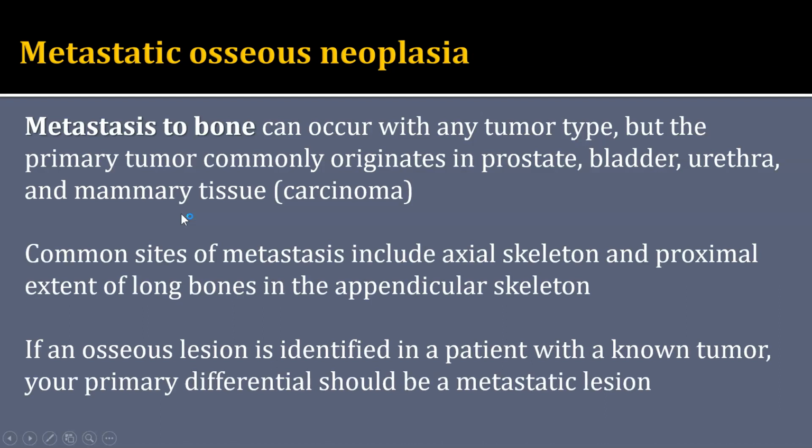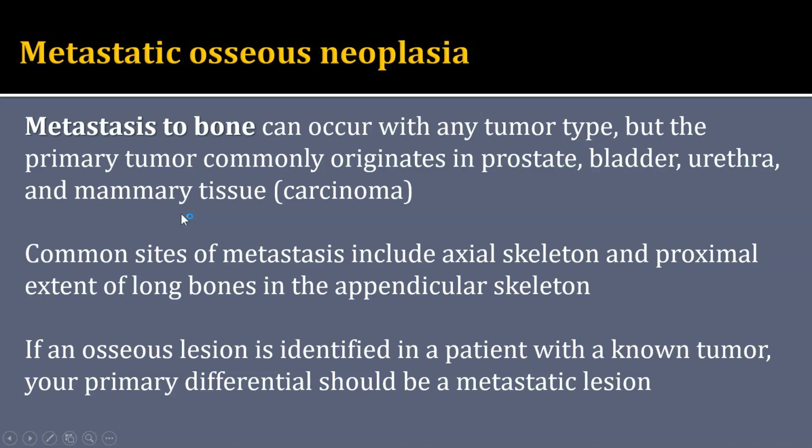Common sites of metastasis include the axial skeleton and the proximal extent of long bones in the appendicular skeleton. So in the axial skeleton, the vertebrae and ribs are common sites of metastasis. And then in the appendicular skeleton, the femur and humerus are common sites proximally for metastasis. So if an osseous lesion is identified in a patient with a known tumor, your primary differential should be that it would be a metastatic lesion.